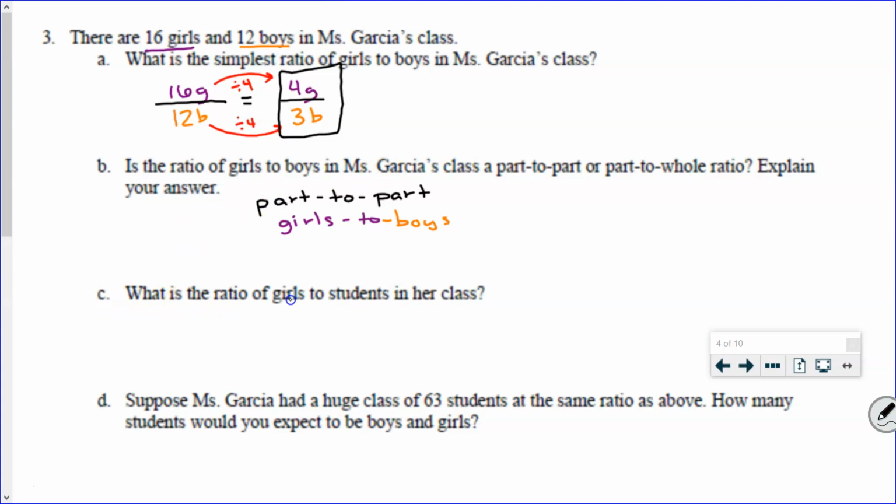What is the ratio of girls to students in her class? What is that ratio? Tell me how you got there. Caleb. This is asking for a part-to-whole ratio. So how do I take that information that we got in the original problem and convert that to a part-to-whole ratio? What would we do?